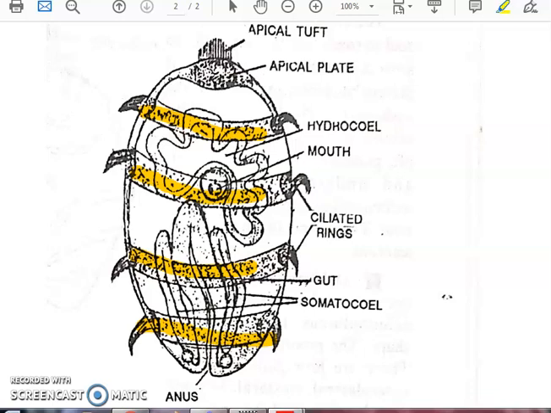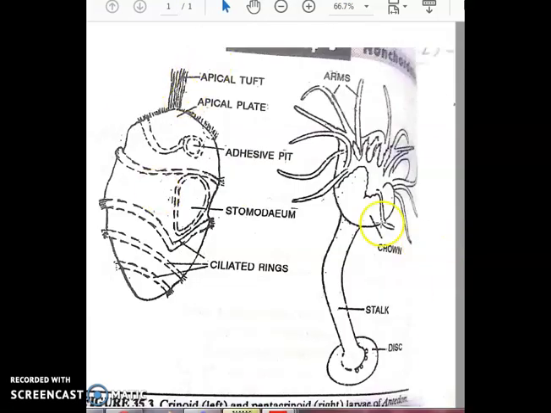And after this, the last is the crinoid larva, that is found in the life history of crinoids. This is the picture of the crinoid larva, and it is also called the Doliolaria larva. As you can see, it looks barrel shaped, and at the anterior end it bears an apical tuft that arises from the apical plate. And it has a mid-ventral adhesive pit over here.